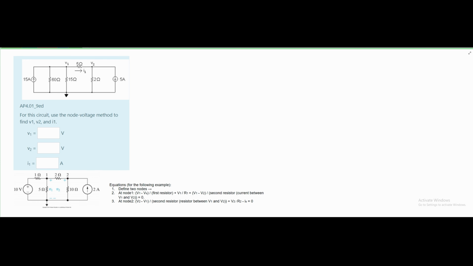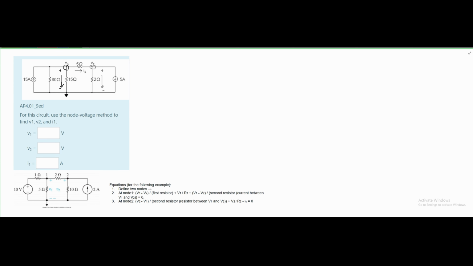To start this problem, I'm going to define both of our nodes. So our node 1 is going to be right here, and then our node 2 will be right here. And our node 2 is going to look like this. It's going to be a plus minus, and it is going from positive to the negative. Same thing for our voltage 1. It is going like this. And our I1 is in the middle right here. We'll have to solve for that later.